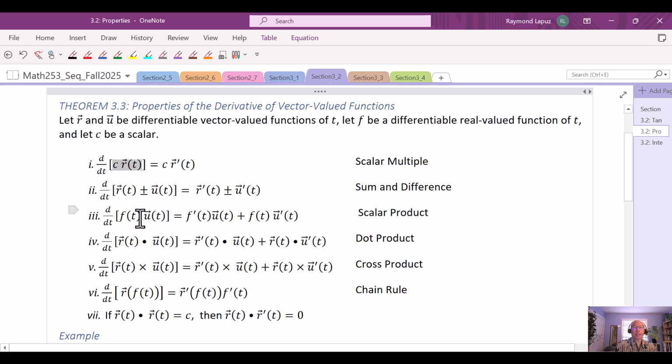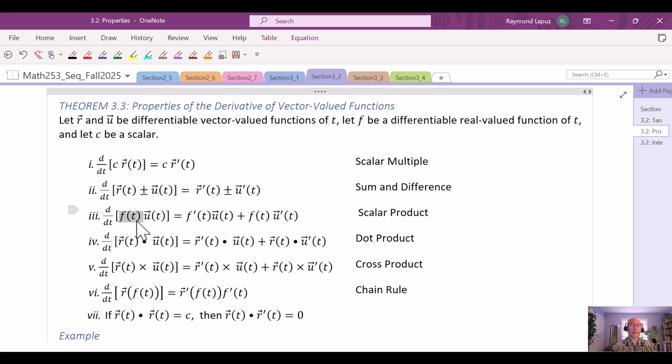Now this is similar to a scalar multiple, except the scalar is actually going to be a function. So I want to focus on the f of t that's in this formula, and notice that that's different from a constant c that we had up here. This is saying that f of t is actually a function, a scalar function that's being multiplied by a vector.